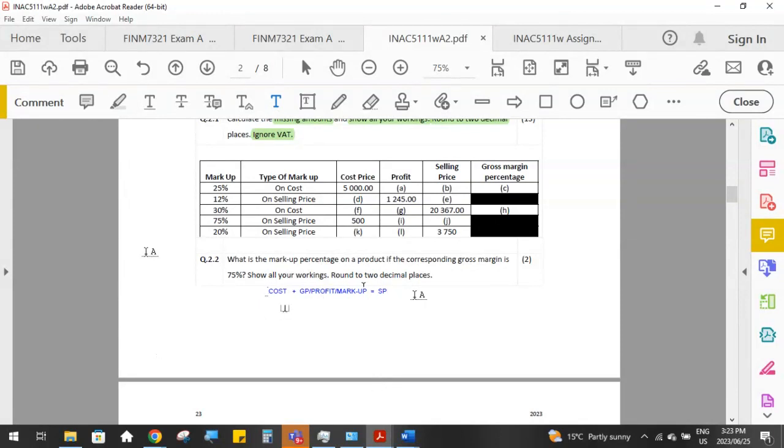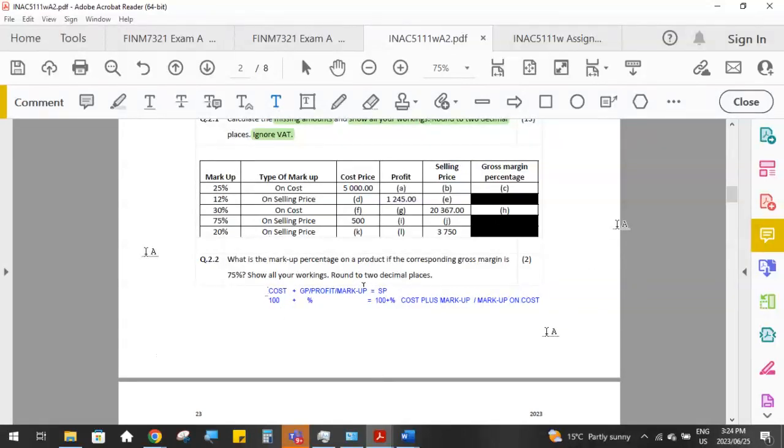If the question is, and they tell you the markup is X percentage on cost, then we take cost as the 100 plus the markup percentage, and that gives us then our selling price, which will be 100 plus whatever the markup percentage was. Okay, so that is cost plus markup, or you can also say, they say markup on the cost.